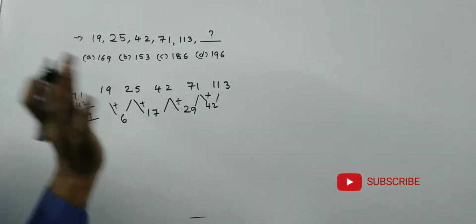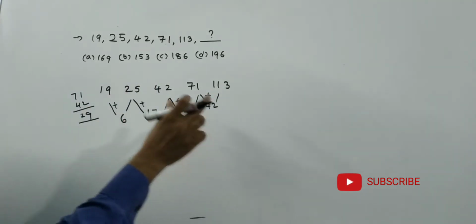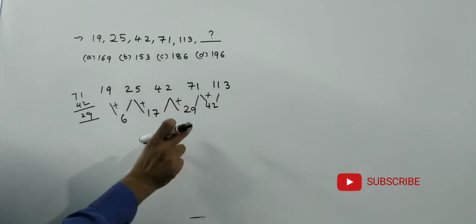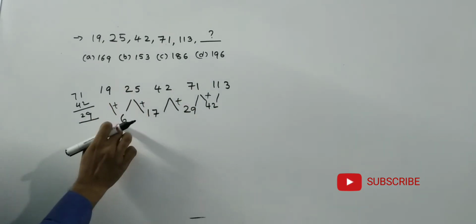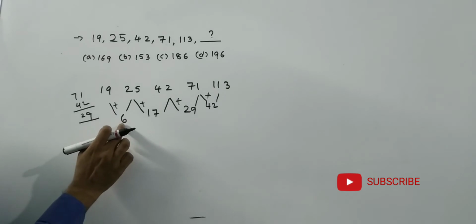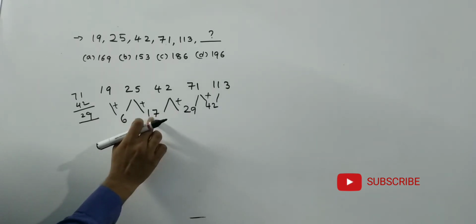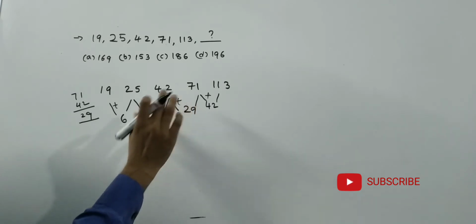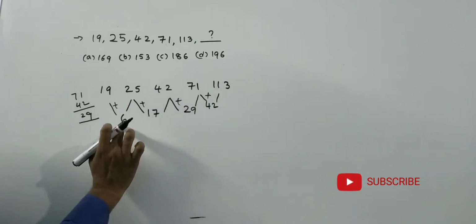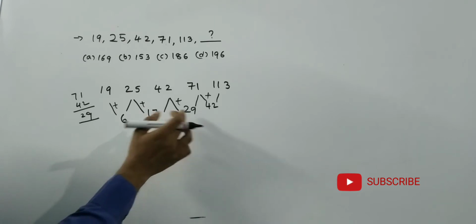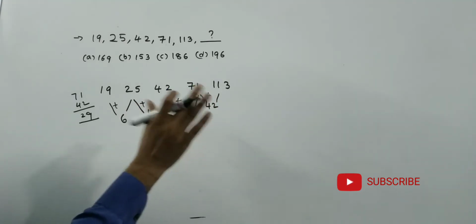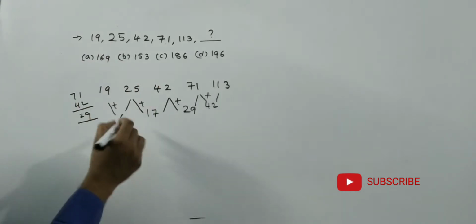Then observe, are these differences nearer to any squares or cubes of numbers or multiples of the previous number? 17 is not a multiple of 6, 29 is not a multiple of 17, 42 is not a multiple of 29, or even nearer. Here 6 times 3 is 18, not 17. 17 times 3 is 51, but here 29 is there, so that is also not correct. Then you go for another difference.